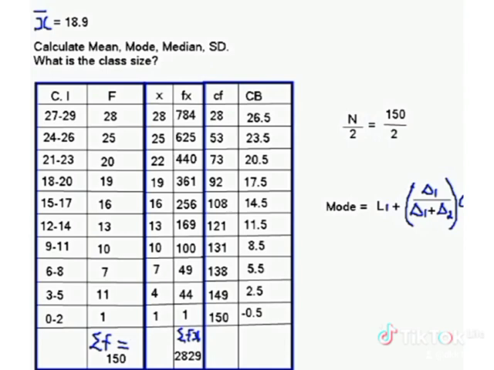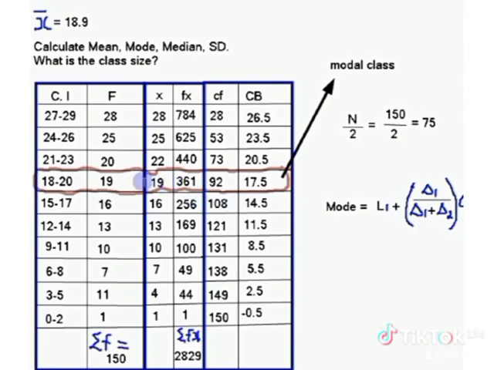We now take this 75 and look for where 75 can be found in the cumulative frequency. So we can find it in 92. So we circle it as our modal class. Everything that falls in that column is our modal class. So we can now use it to solve for the mode.